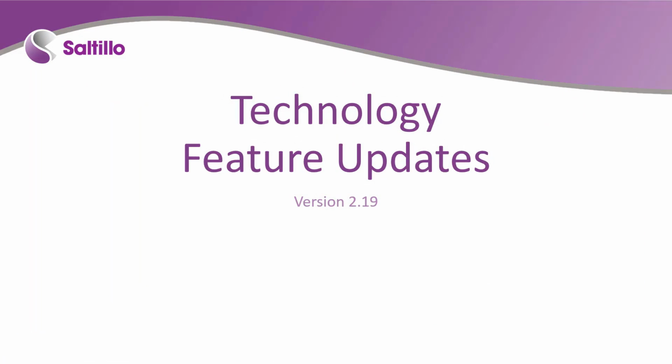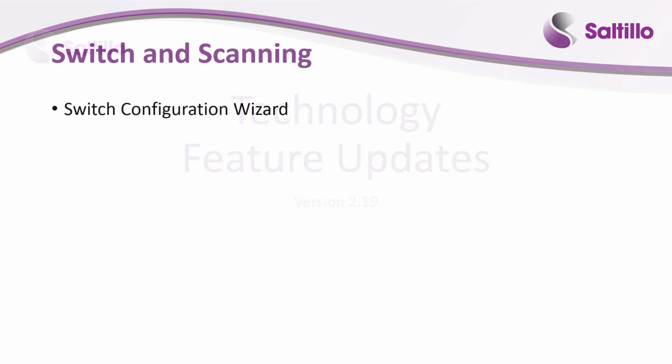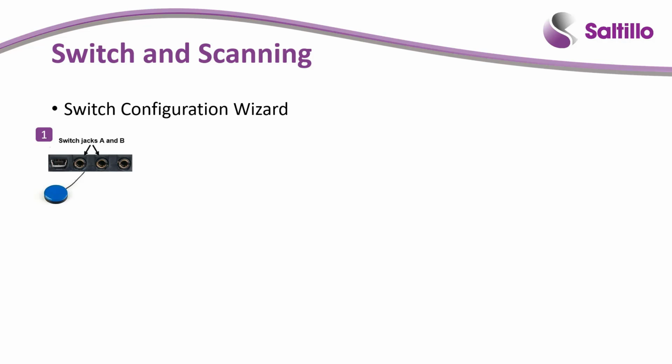Update 219 brings a few changes. A new switch configuration wizard will help walk you through setting up your switches. First, you will plug in one or two switches in the appropriate ports or pair with a Bluetooth switch.